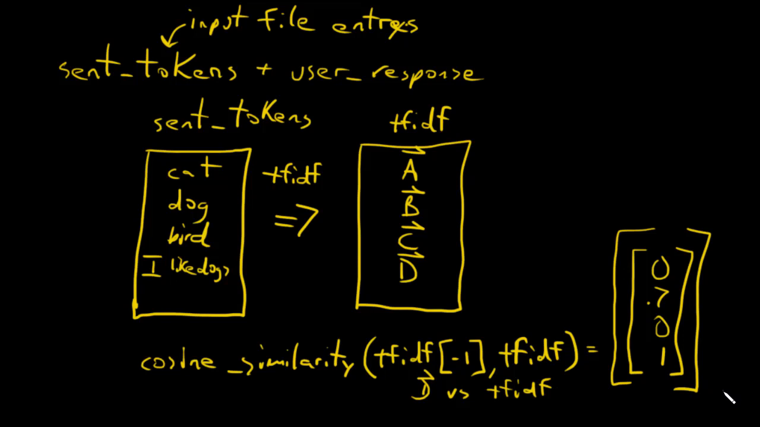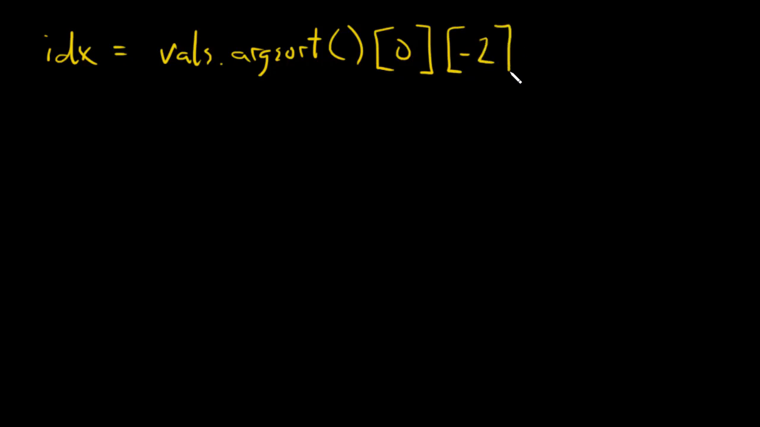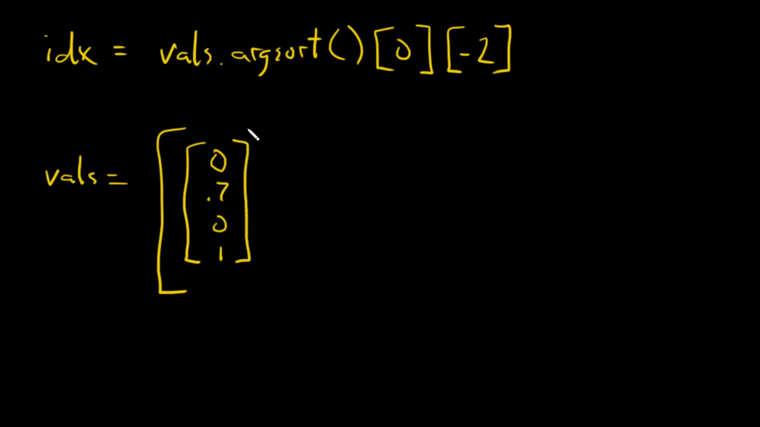Okay, so the next step, let me kill this, is we have idx, index, gets vowels dot arg sort. And this is going to be an empty function call, sub 0, sub negative 2. Okay. Now, the vowels list looks like this. We had 0, 0.7, 0, and 1. Okay. I'm now going to arg sort that list. Vowels.arg sort is going to sort this list, but it's not going to just sort the list. It's doing an arg sort. An arg sort is going to sort the list and provide the entry numbers that correspond to the sorted list.